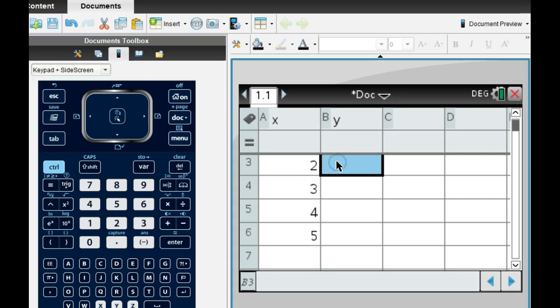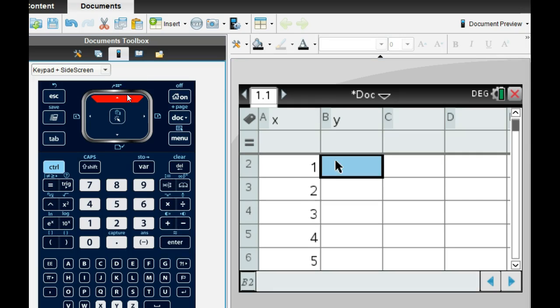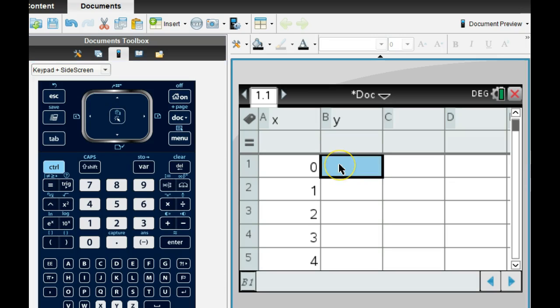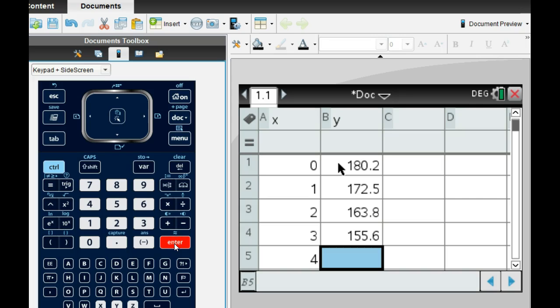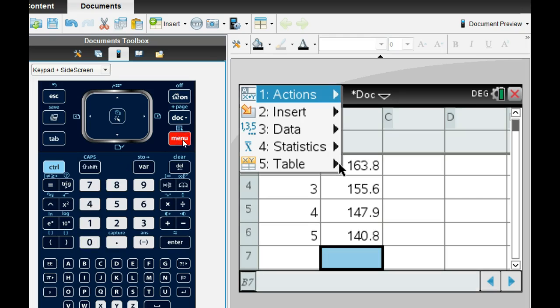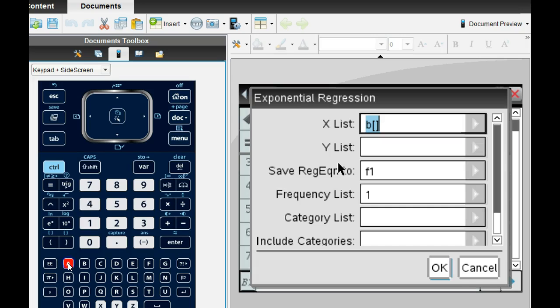I'm going to type all of this in. When it's a real world situation and it's not precisely multiplying by the same thing each time, more information is better. 180.2, 172.5, 163.8, 155.6, 147.9, 140.8. Since we're doing exponential, menu 4 1 A.